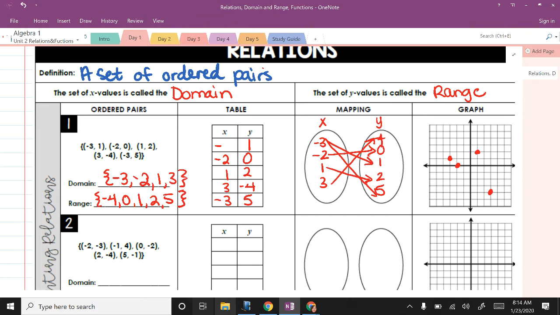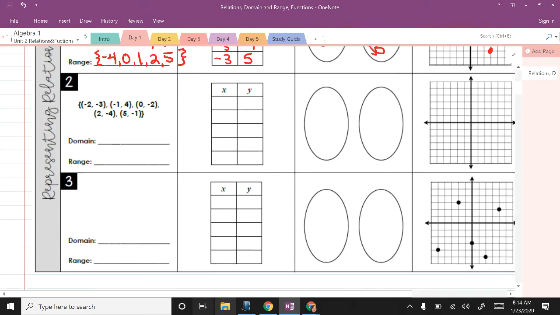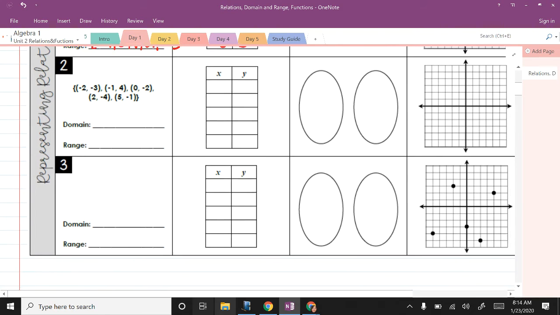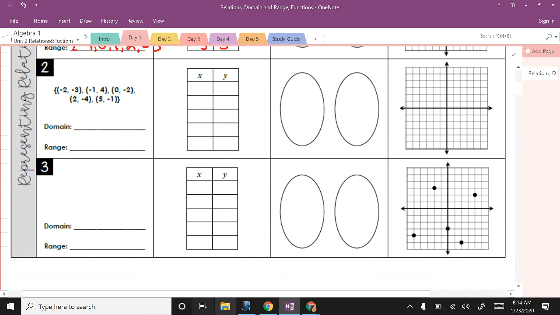All right. Any questions? I want y'all to try number 3. We'll skip number 2. But look at what number 3 did to you. What'd they do? They gave you the graph. So what I would do first is I would come over here and write my ordered pairs. That's what I would do. So y'all try that. And then fill in your ordered pairs, domain and range, your table, and your mapping.